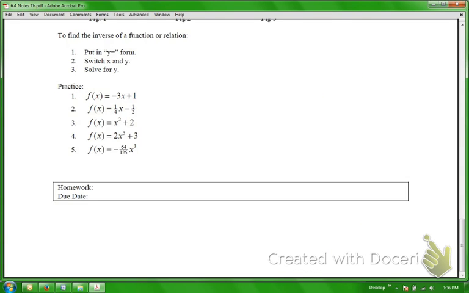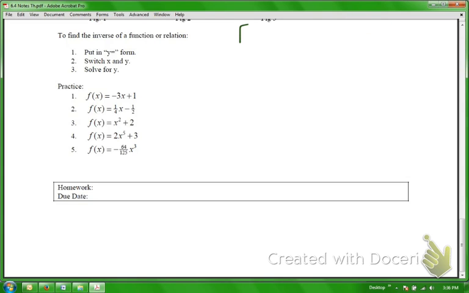Okay, now for the fun part. This is what I like. I think you're going to like this part. If I ask you to find an inverse, it's super simple to do. So we'll say find, and we write the inverse like f to the negative 1 of x. That would be the inverse. To find the inverse, follow these 3 steps. I want you to put it in y equals form. Switch x and y, then solve for y. So let me show you how easy this is. I'm going to do the first example real quick right here.